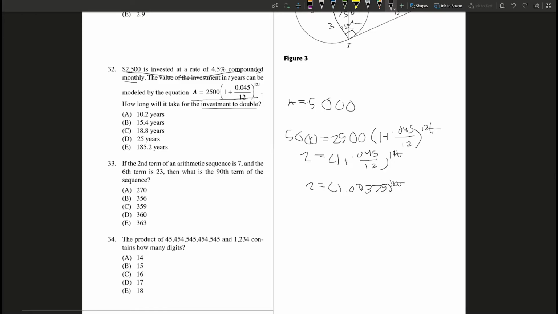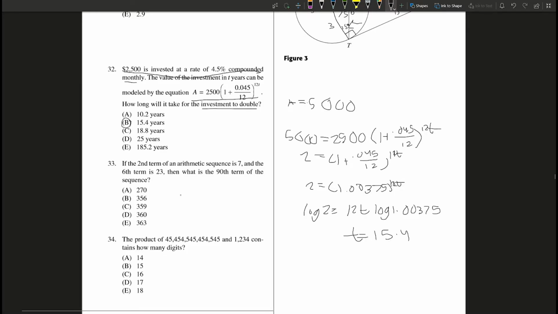12t. And then we're going to take the log of both sides. So log 2 is equal to 12t log 1.00375. Then I'm going to divide both sides by 12 and this. So log 2 over 12 log 1.00375. And that's going to give us t equals 15.4, which is letter B right here.